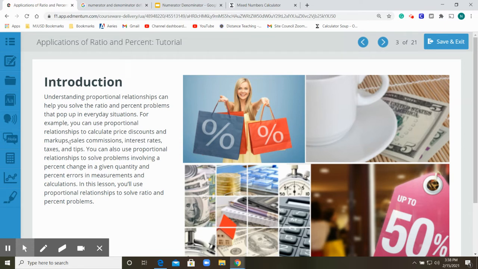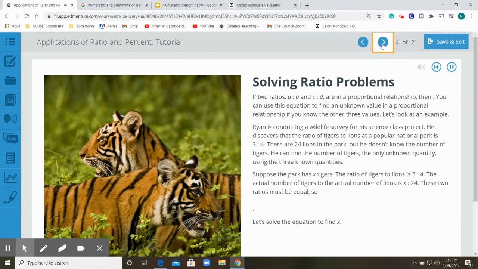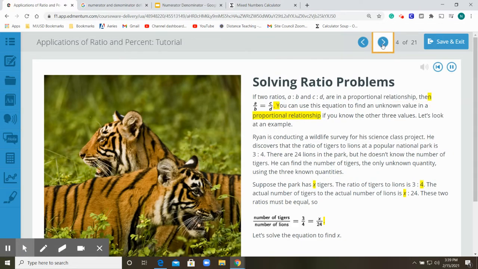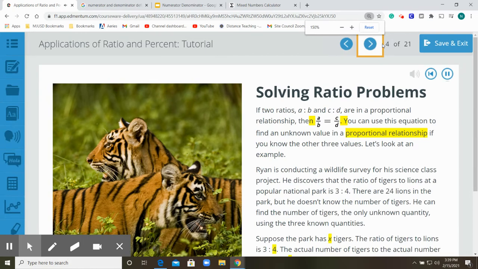In this lesson, you will use proportional relationships to solve ratio and percent problems. Solving ratio problems. If two ratios, A to B and C to D, are in a proportional relationship, then A over B equals C over D. You can use this equation to find an unknown value in a proportional relationship if you know the other three values. Let's look at an example.